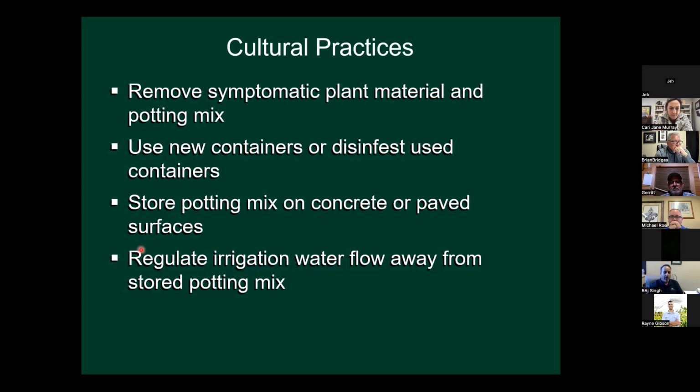Irrigation water: if you're collecting the water, if you're retaining the water in a pond and the water is coming from all your production blocks, make sure your potting mix is not stored in the same direction. Make sure it's stored away from that irrigation water flow, because why? The pathogen is a water mold, remember? The spores can swim on their own in the water.